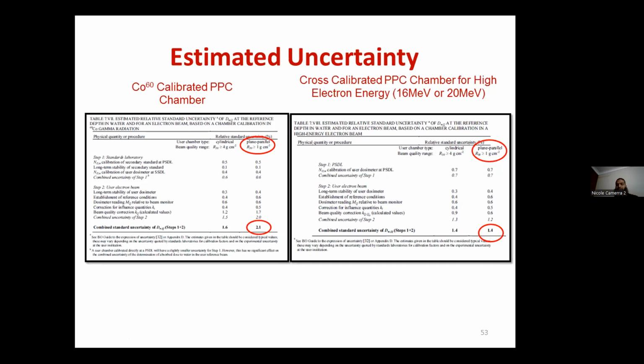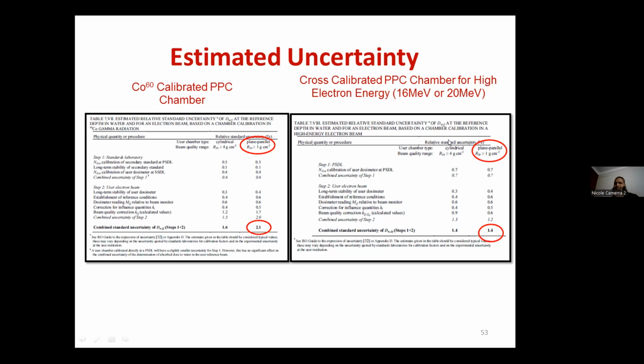The reason is what we have discussed about the stopping power ratio, because it changes so significantly as you go to lower energies, and it's so steep. So it is not recommended to use your Farmer chamber for electron dosimetry if the R50 is less than 4 gram per centimeter squared. On the right hand side, you can see there's also a cylindrical chamber and the plane parallel chamber.